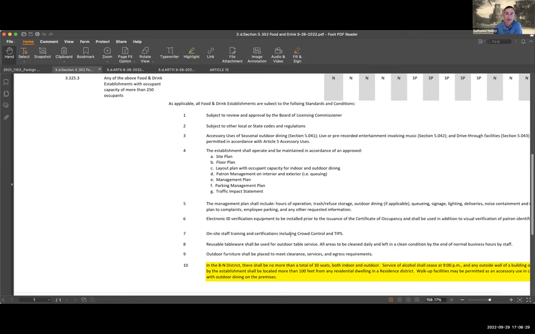So we were thinking you could be under 30 seats, right? The idea is that a small establishment could be allowed. There is this 100-foot buffer. But the thought was to try to have smaller uses that aren't open too late in the BN.